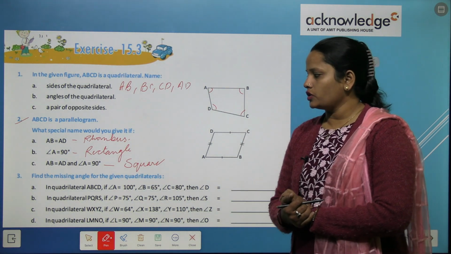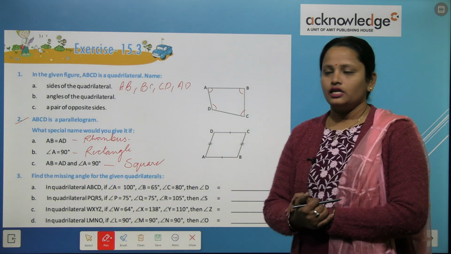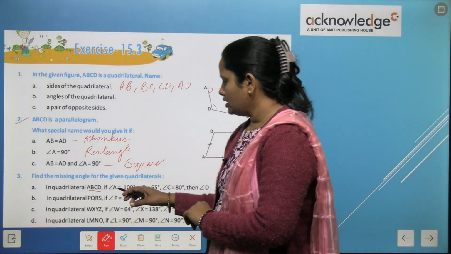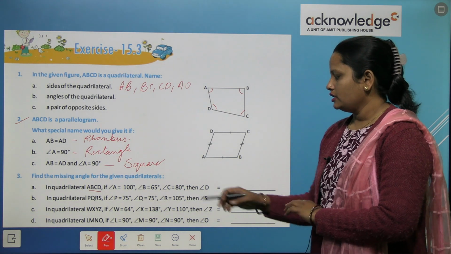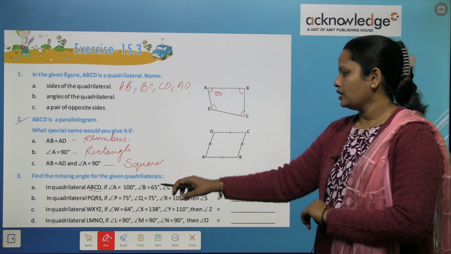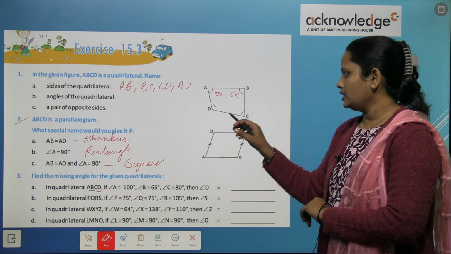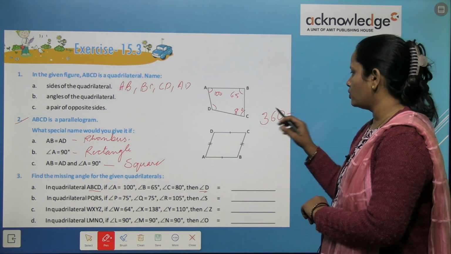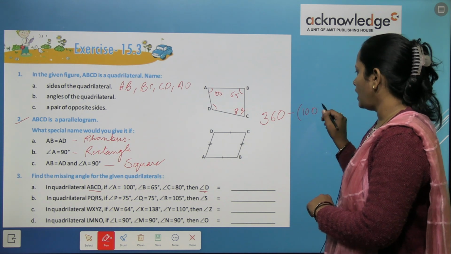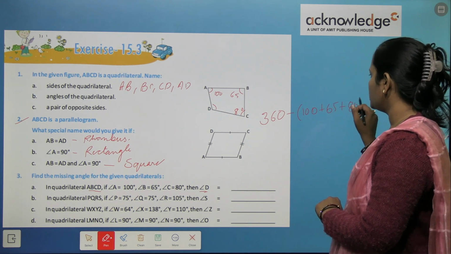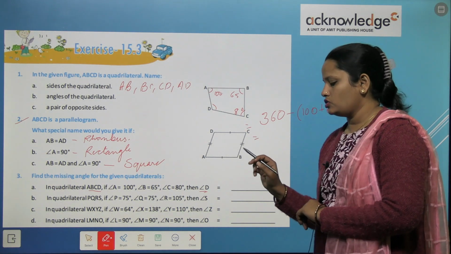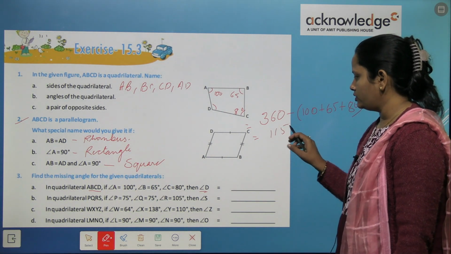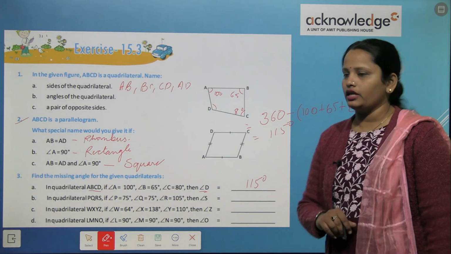Now let's move on to question number 3: find the missing angle for the given quadrilateral. मिसिंग हमें एंगल ढूंढना है क्वाड्रिलैटरल के लिए। So in the quadrilateral ABCD, if angle A is 100, B is 65, C is 80, we have to find angle D. So what we have to do, 360 से हमें इन सबको ऐड करके 360 से subtract कर देना है। So on doing this we get 115 degrees. So here the answer is 115.